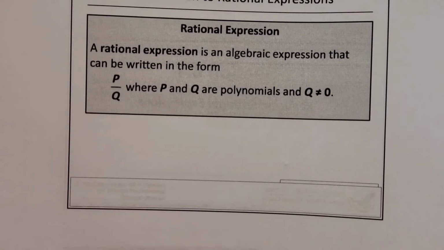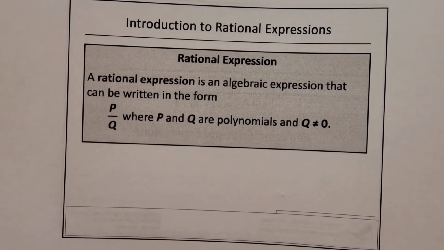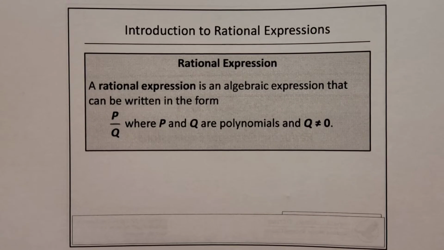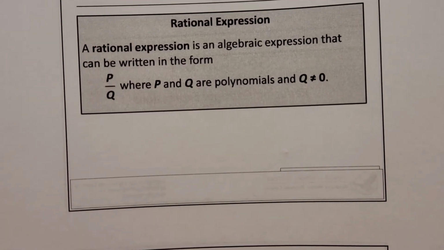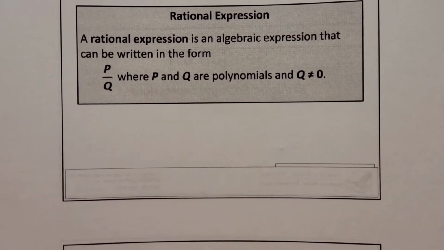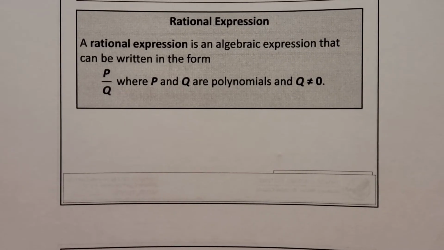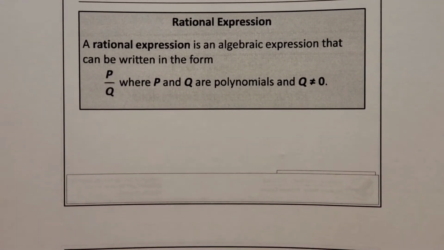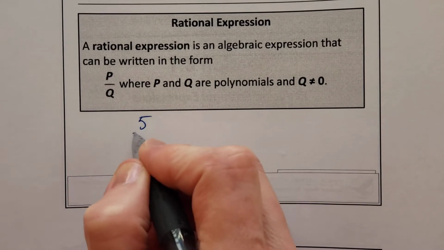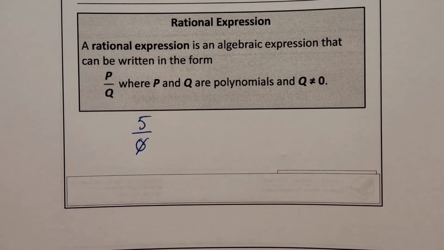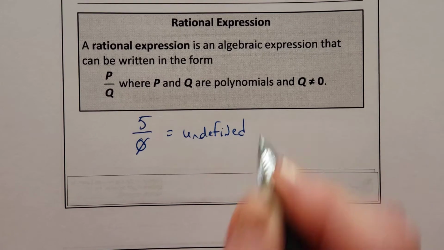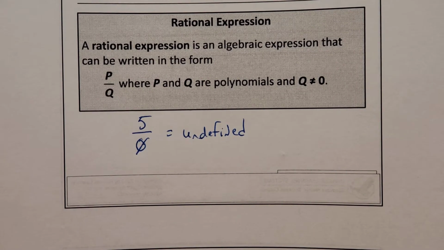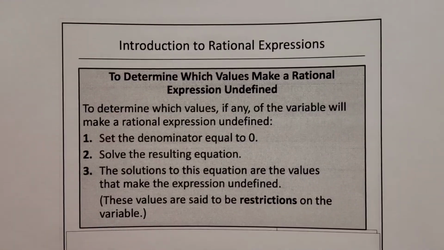So what is a rational expression? Well, it is an algebraic expression that can be written in the form P over Q, where P and Q are polynomials and Q is not equal to 0. So remember at the beginning of the semester, we talked about numbers. If you have a number that's undefined, that's when you have any kind of number divided by 0. If you type 5 divided by 0 in your calculator, it will tell you made an error, because dividing by 0, you just can't do that. So it's considered undefined. So, introduction to rational expressions.